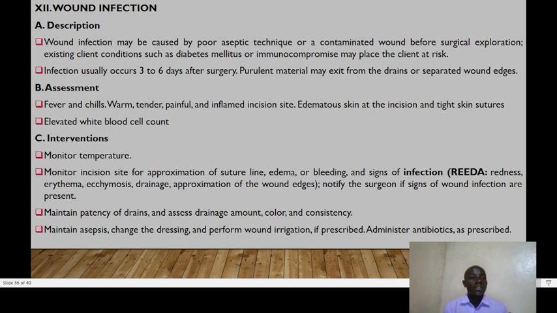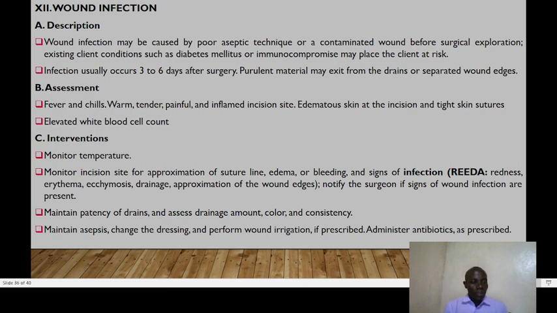Wound infection. Wound infections may be caused by poor aseptic technique or a contaminated wound before surgical exploration. Also, existing client conditions such as diabetes or immunosuppression may place this patient at risk of developing wound infections. Wound infections usually occur between 3 to 6 days after surgery, so purulent material may exit from the drains or separated wound edges.